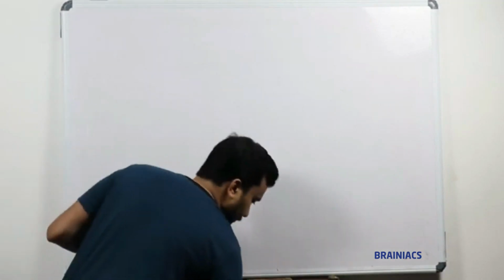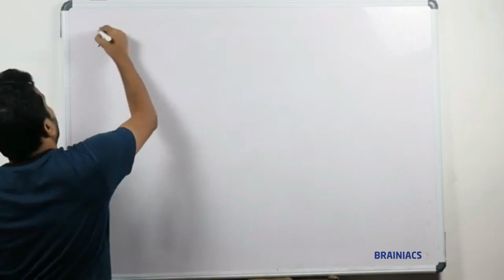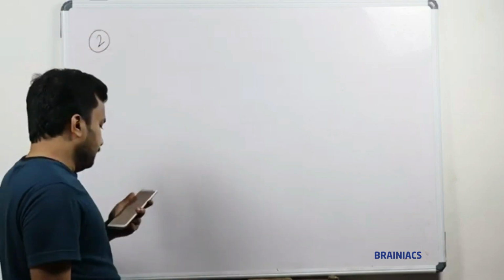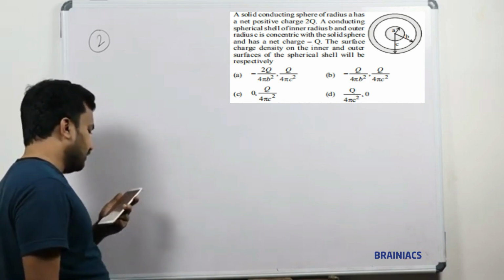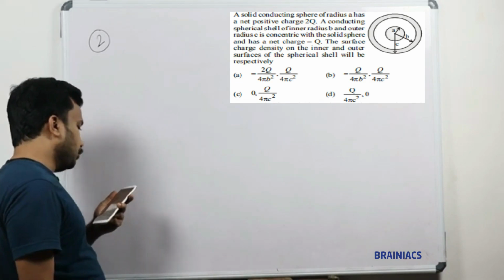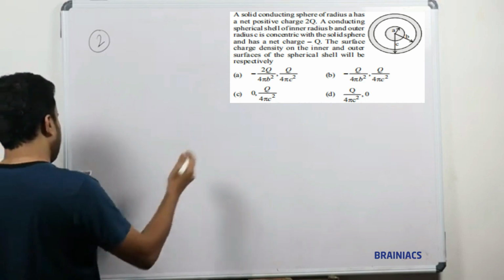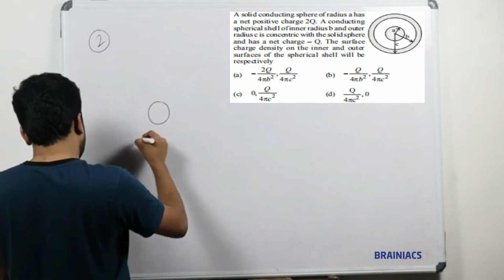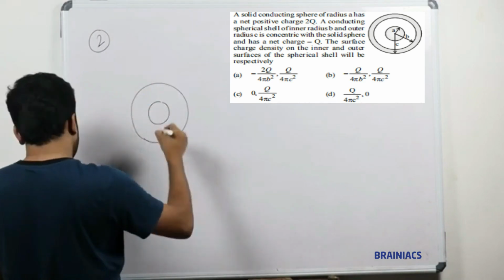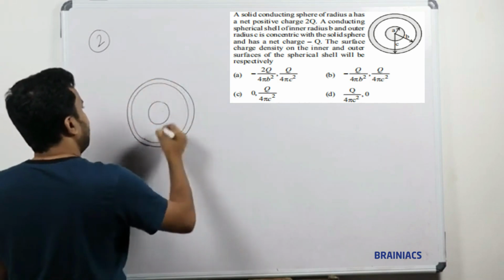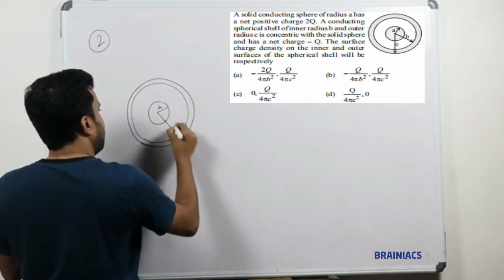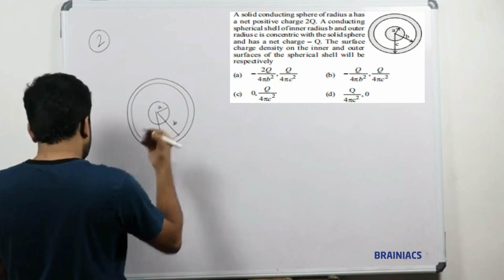Okay, so question number 2. A solid conducting sphere of radius A has a net charge of positive 2q. Some diagrams are given on the right side of the question. I am just drawing the diagram. I'll keep it like this: A, and we have another line along this line. So this radius is A, this radius B is given, and this radius C is given.